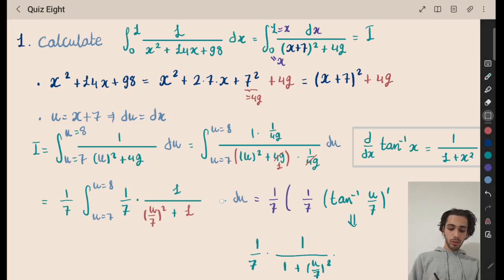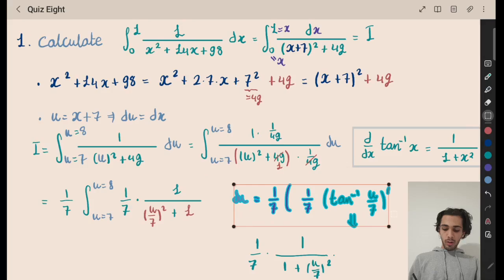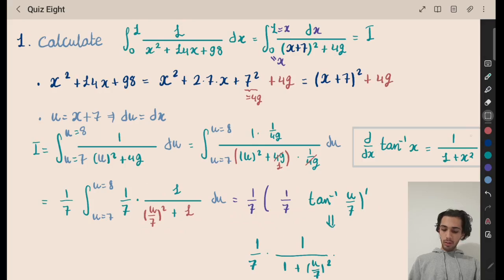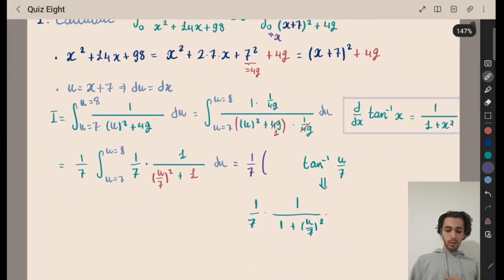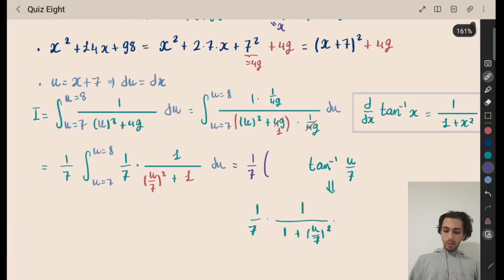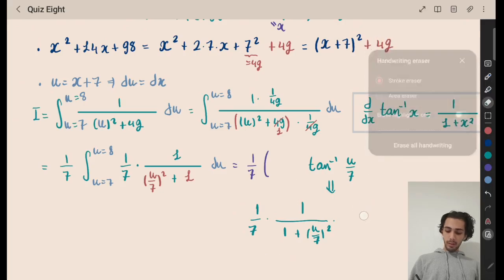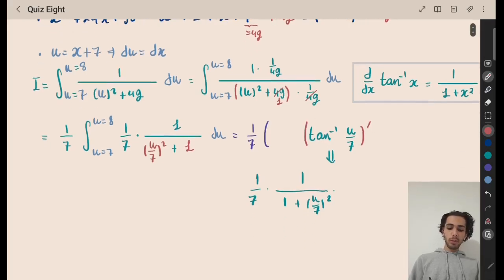Then it works, because when I take the derivative of this thing, I get tan inverse of u over 7, correct? So the antiderivative of this thing is that thing on the top. This is precisely what I mean. Maybe I'll write this down explicitly.